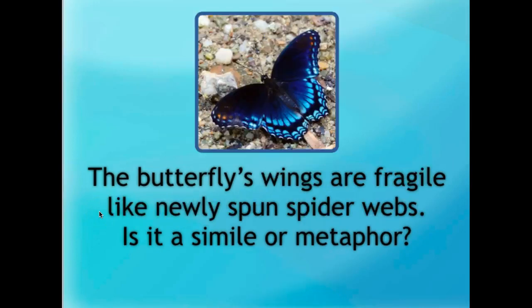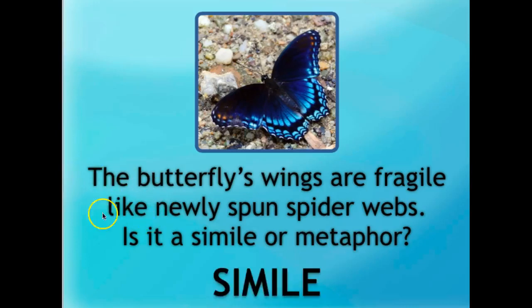How about this one? The butterfly's wings are fragile, like newly spun spider webs. Now when we look at this, remember to look for your key words to decide if it's a simile or a metaphor. You can pause the video at this time while you jot this down on your guided notes. Okay, let's see how we did. This is a simile. We have the word like here. In this case, we're going to be comparing the butterfly's wings to a newly spun spider web, right? They're both pretty fragile things, but they are both very different as well.